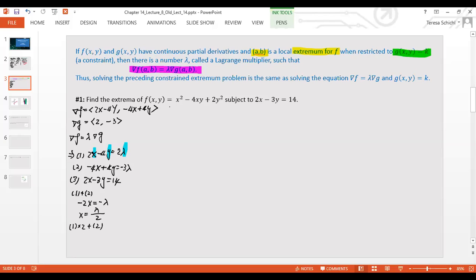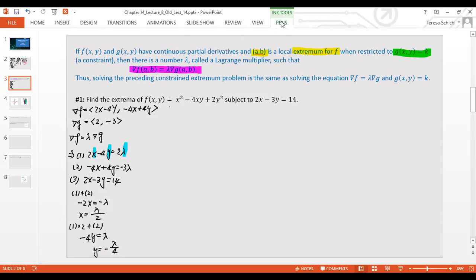Equation 1 times 2 is positive, so it's negative 8 plus positive 8, negative 2y plus positive 4y. So I have a 4y. The times 2, this is 4 lambda plus negative 3 lambda, which is 1 lambda here. So y is equal to negative lambda over 4, right?